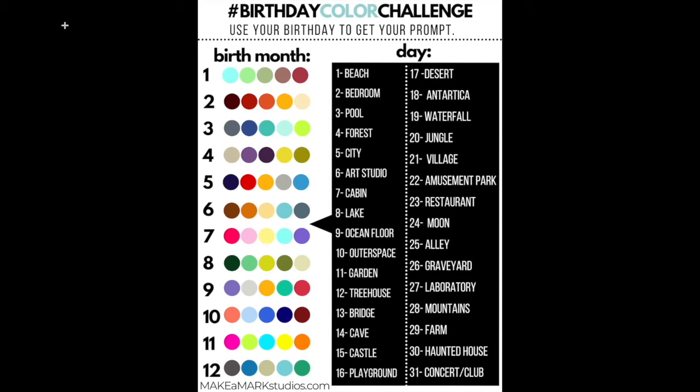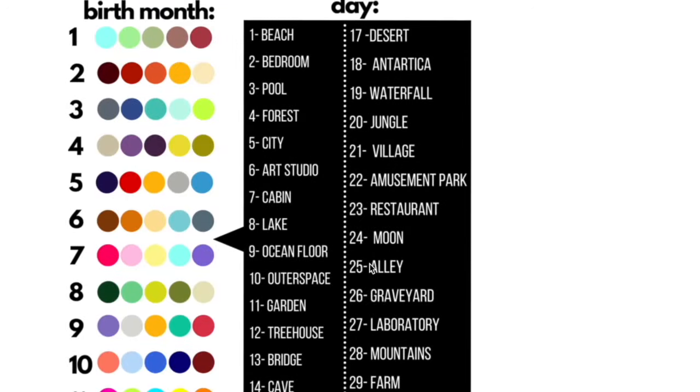I'm Miss V, and today we're going to be talking about the hashtag birthday color challenge. To get your prompt, you're going to use your birthday. You'll see all 12 months, and they each have their own individual five color scheme. You'll use the day of your birth, 1 through 31, to get the setting of your artwork.